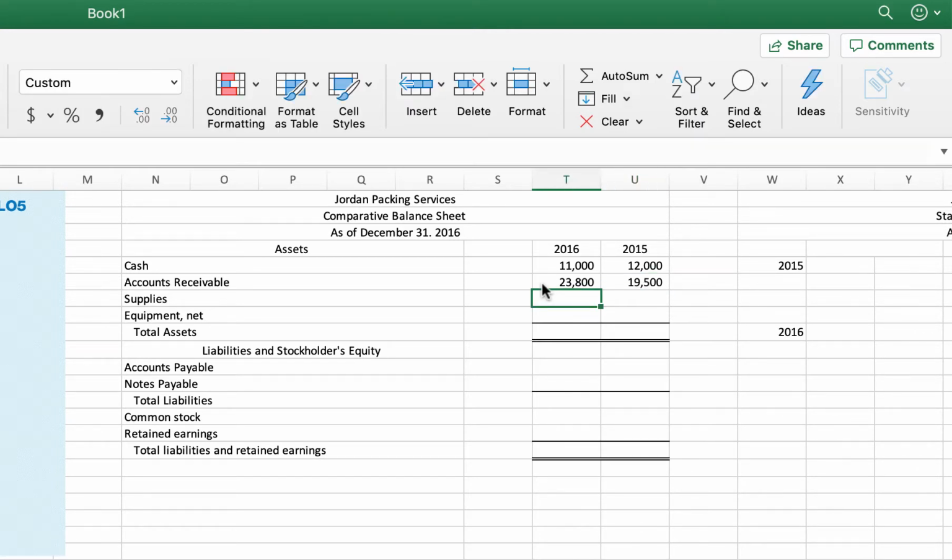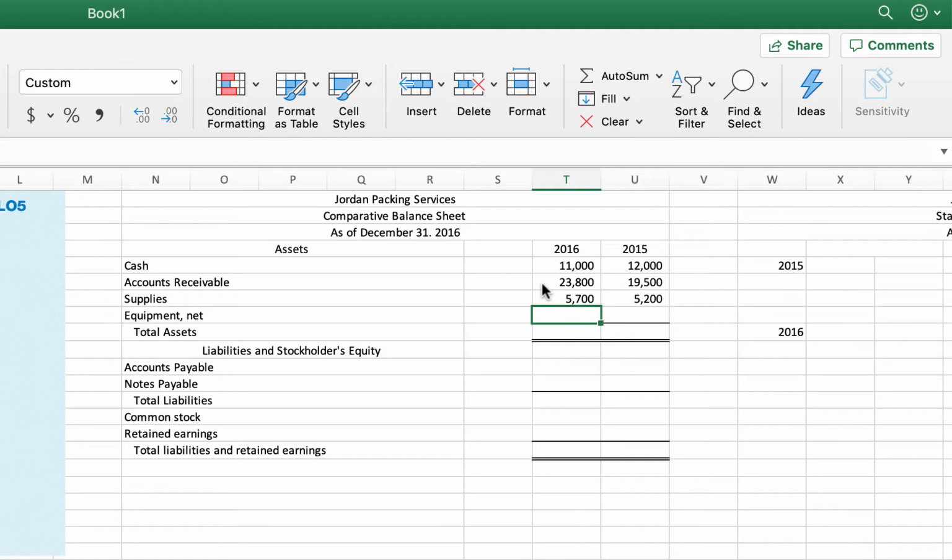Next, I need to find my supplies, because supplies are considered the third liquid asset on a balance sheet. So my supplies I see are 21,000 and 21,000. It looks like our supplies, nope, sorry, I looked at the wrong one, I looked at notes payable. Supplies are 5,700 and 5,200. So I'm going to plug those in: 5,700 and 5,200.